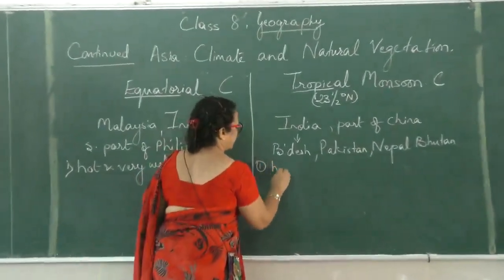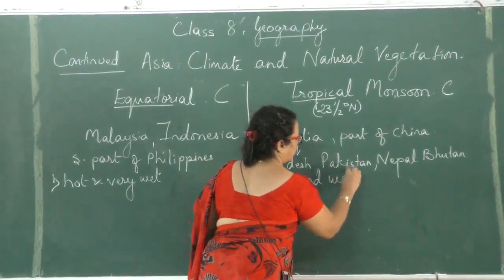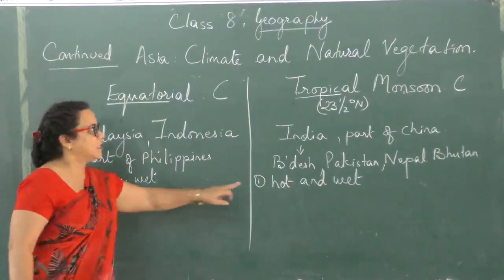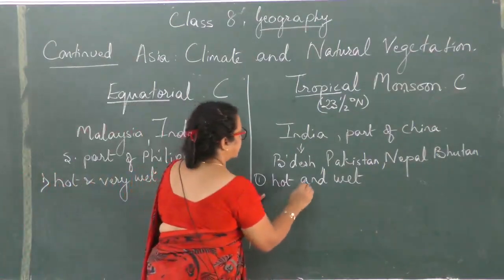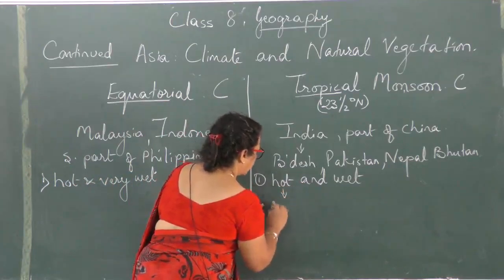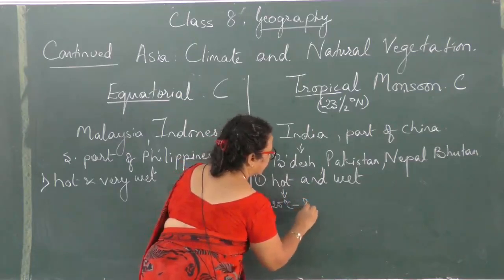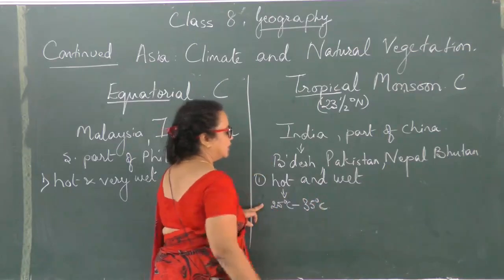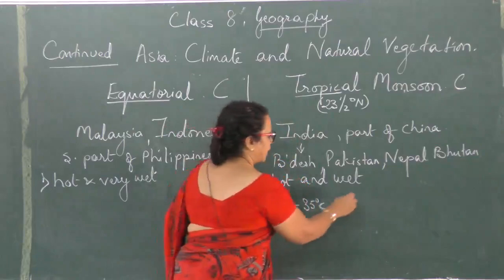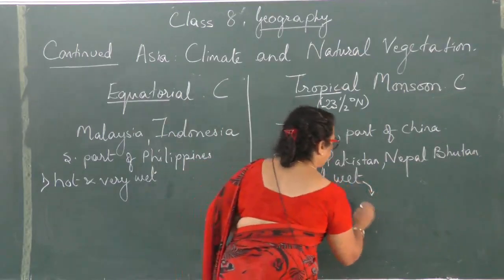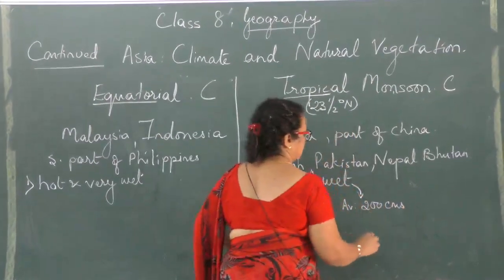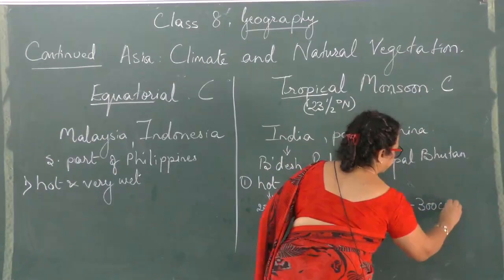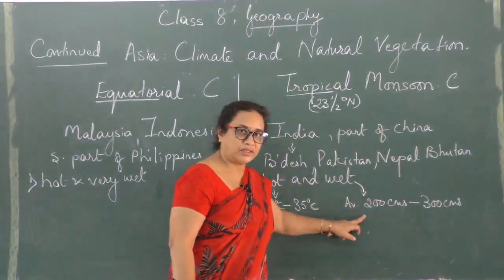Clear? So under tropical monsoon also you will write the first point as hot and wet. How will you differentiate? This is also hot and wet, this is also hot and wet. So you will have to remember the figures. Hot meaning the temperature in tropical monsoon is somewhat from 25 degrees Celsius to, we can take it, 35 degrees Celsius. This is average temperature, please remember. And rainfall, this is average that I am writing, 200 centimeters to 300 centimeters. This is mainly during the rainy season.